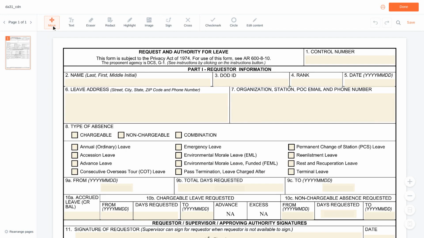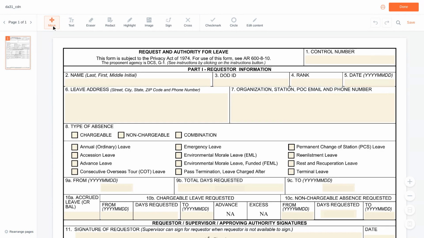DA Form 31 is the U.S. Army's request and authority for leave, the official form a soldier submits to request any type of leave, including ordinary leave, emergency leave, and passes. The form documents the leave period, the soldier's emergency contact and destination address, and requires signatures from the soldier and their chain of command. Leave must typically be requested at least 30 days in advance for planned absences.